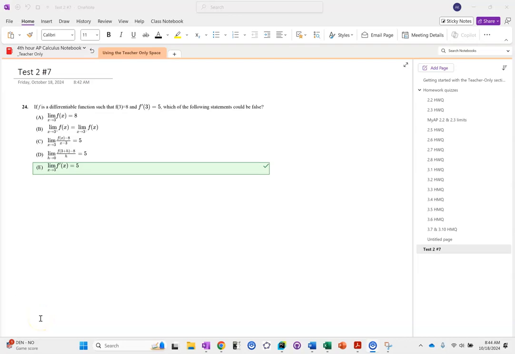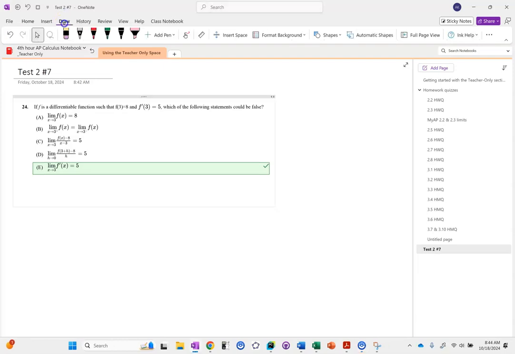All right. Hi, everyone. I had a lot of questions regarding number 7 from the multiple choice on the test. This is the question number 7. The correct answer is E.